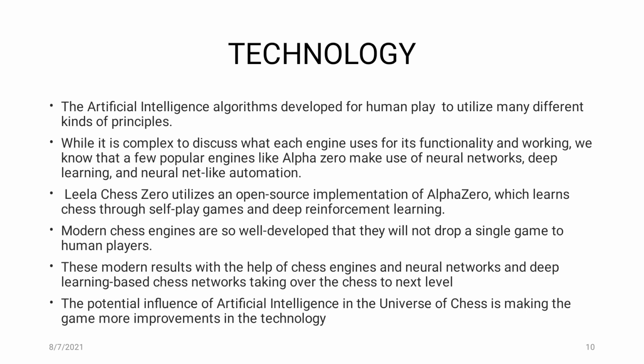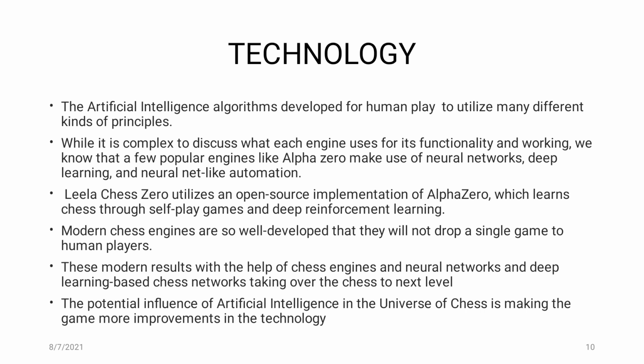While it is complex to discuss what each engine uses for its functionality and working, we know that a few popular engines like AlphaZero make use of neural networks, deep learning, and neural-net-like automations. Leela Chess Zero utilizes an open source implementation of AlphaZero, which learns chess through self-play games and deep reinforcement learning.